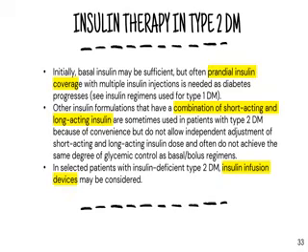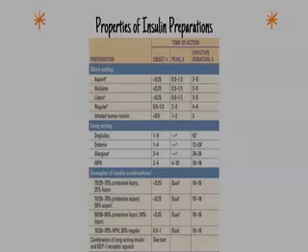Initially, basal insulin may be sufficient, but often prandial insulin coverage with multiple insulin injections is needed as diabetes progresses. Other insulin formulations that have a combination of short-acting and long-acting insulin are sometimes used in patients with diabetes because of convenience, but do not allow independent adjustment of short-acting and long-acting insulin dose and often do not achieve the same degree of glycemic control as basal or bolus regimens. In selected patients with insulin-deficient type 2 diabetes, insulin infusion devices may be considered.